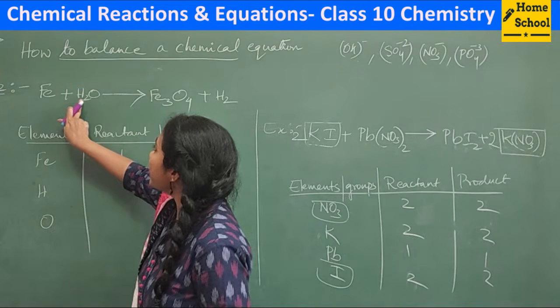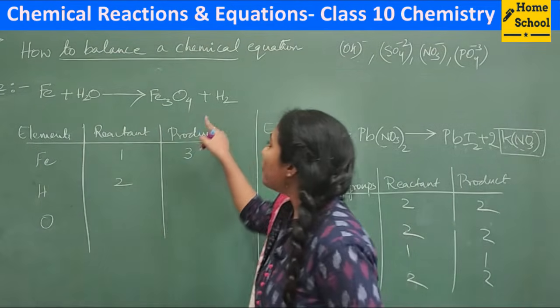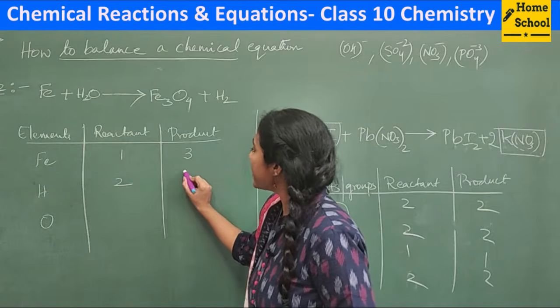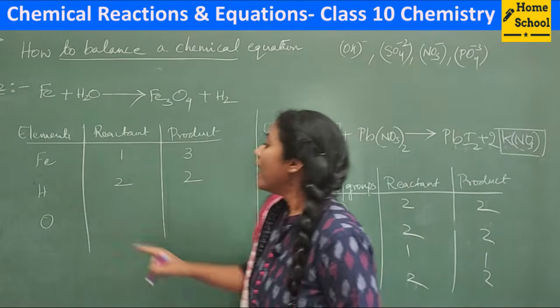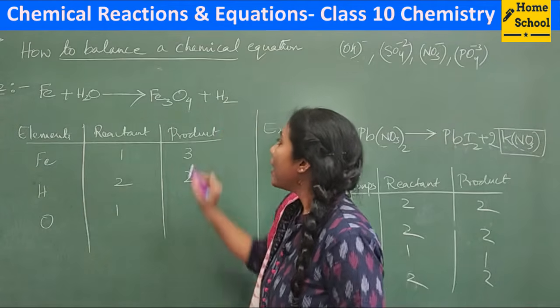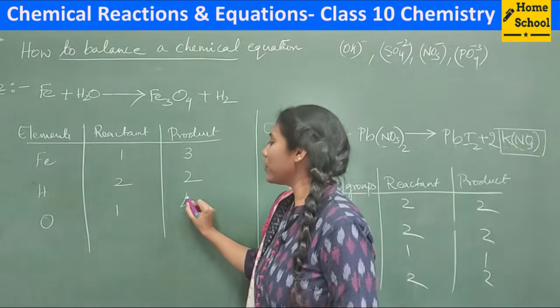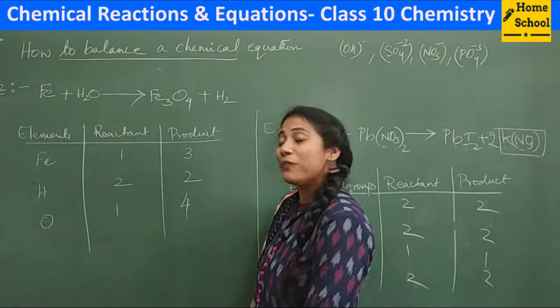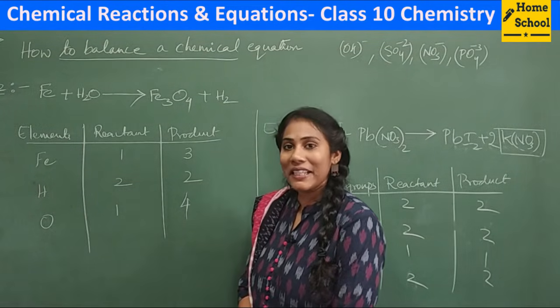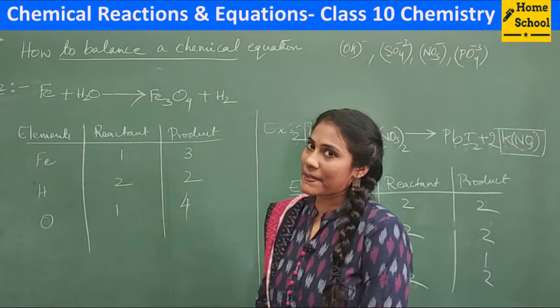And how many hydrogen atoms are there in the reactant side? 2 are there. How many hydrogens are there in the product side? 2 are there. How many oxygen atoms in the reactant side? 1 is there. How many oxygen atoms in the product side? 4 are there. Right. So here which elements are not balanced? Iron is not balanced. Oxygen is also not balanced.